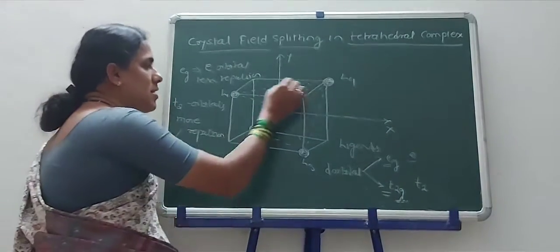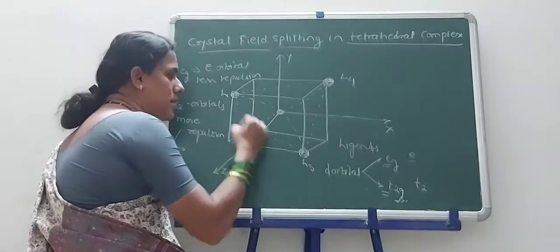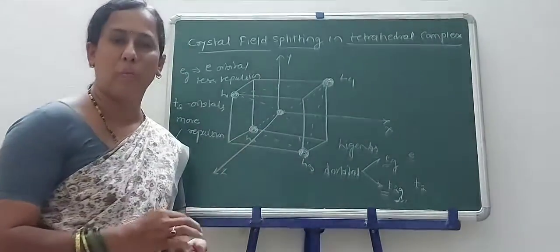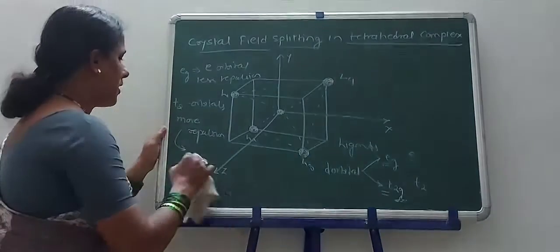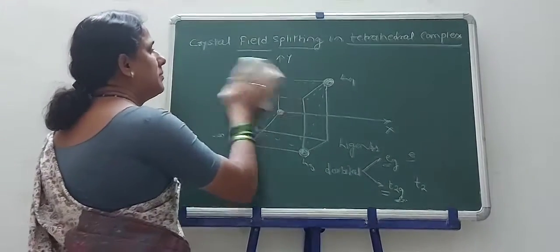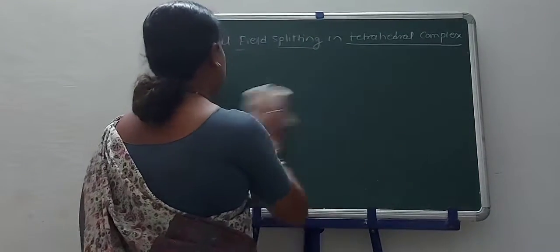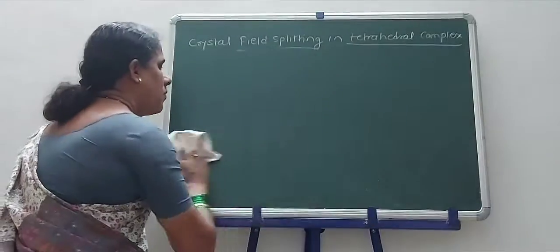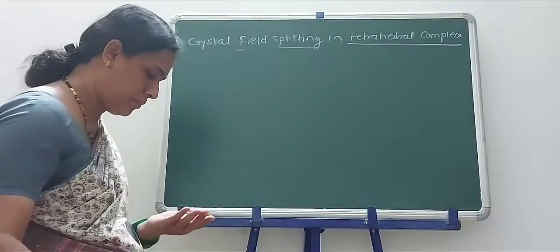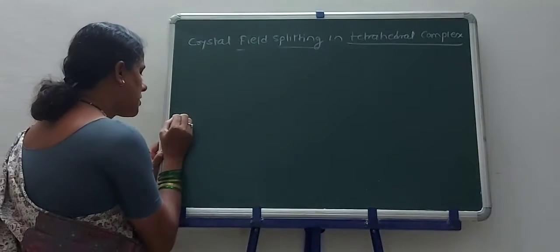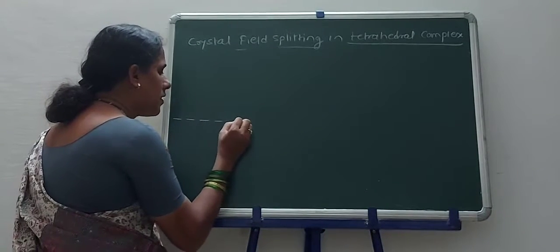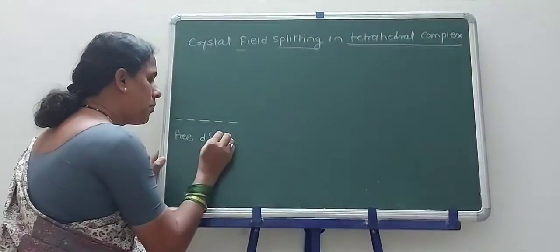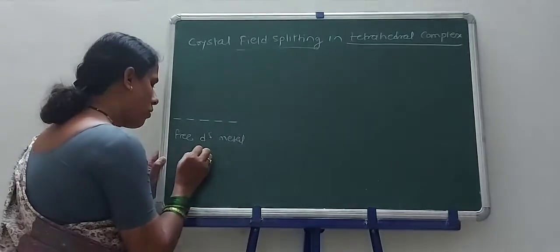Now this is a tetrahedron placed in a cube. The splitting of d orbitals in a tetrahedral complex is as shown in the figure. I can draw the diagram. First, the d orbitals: these are the free d5 metal ion orbitals.